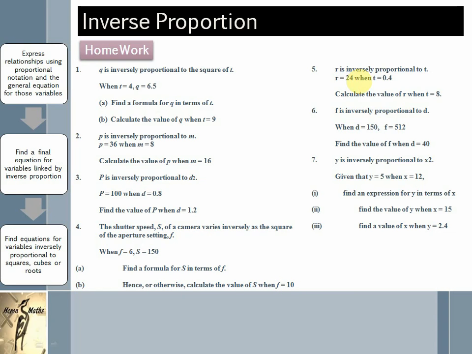Next, question: r is inversely proportional to t. Question 6.1: f is inversely proportional to d. Values are given. d is 150, f is 512. Next, question number 7: y is inversely proportional to x square. This is x square. So y is 5, x is 12. So here are the questions for the homework. You have to solve these questions.